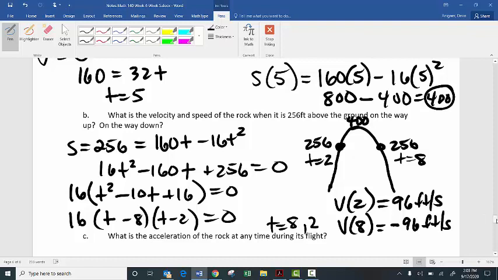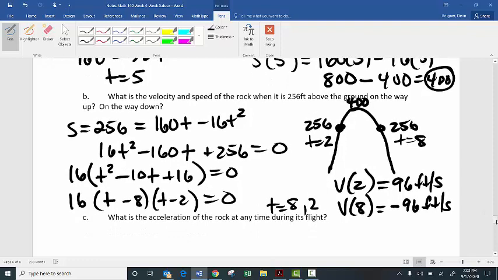But speed is just the absolute value of velocity. So that would be just 96. The velocity at 2 would be 96. The velocity at 8 would be negative 96. The speed at that would be 96, just the absolute value of it.